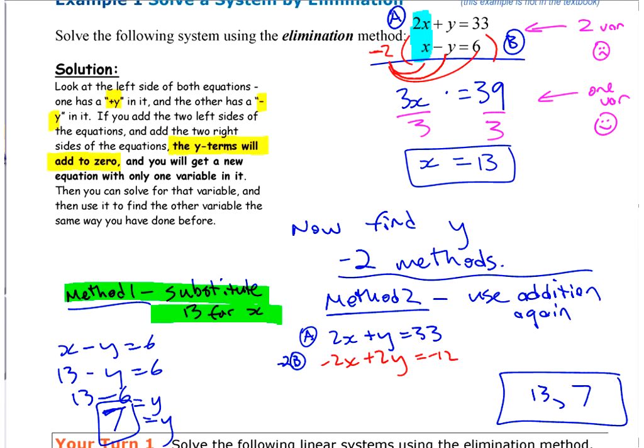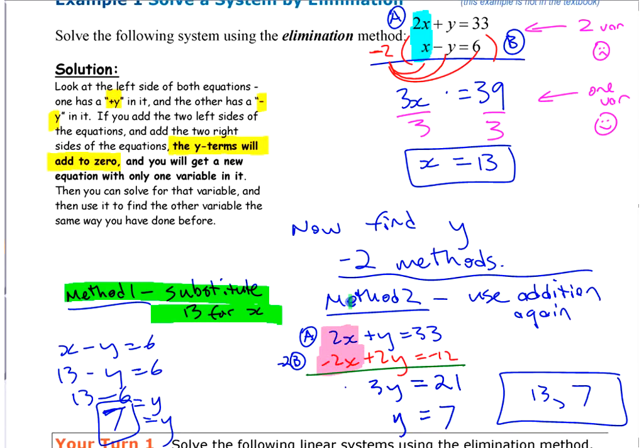Why is that something that's going to be helpful here? What happens if I add those now? What do you notice happens with those two things? They cancel, they disappear, right? That adds to nothing. What does this give me? 3y equals 21. If 3y is 21, what's y equal to? 7. You divide by 3.